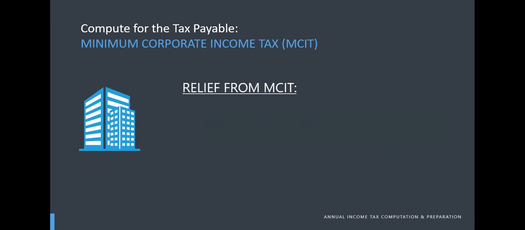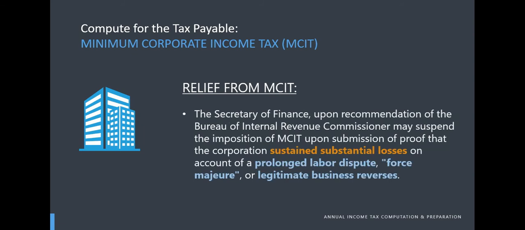Relief from MCIT. So, a company or a taxpayer may not be subject, or the imposition of the MCIT may be suspended if there is sustained substantial losses on the part of the taxpayer. However, the taxpayer must prove that there is a sustained substantial losses being accounted for. So it could be these losses could be due to a prolonged labor dispute, force majeure, or legitimate business reverses.